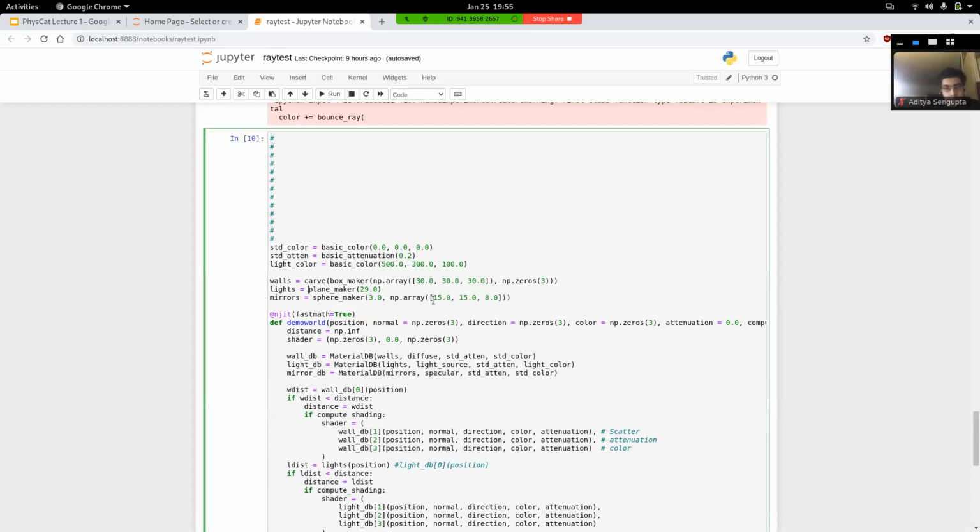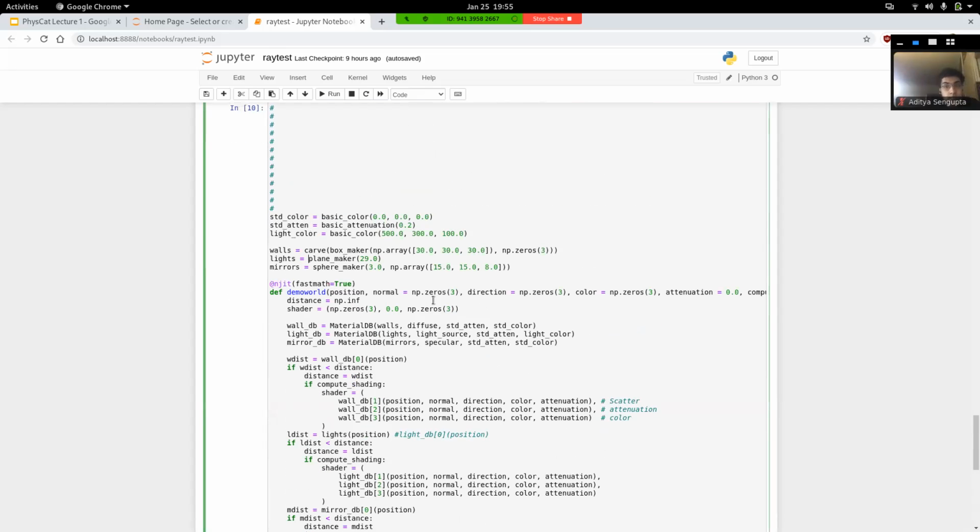They take a position, they return the distance of that position to the closest point on that object, right? And by defining that interface between how the shapes work and how the ray tracer works, I can make quick changes to this.